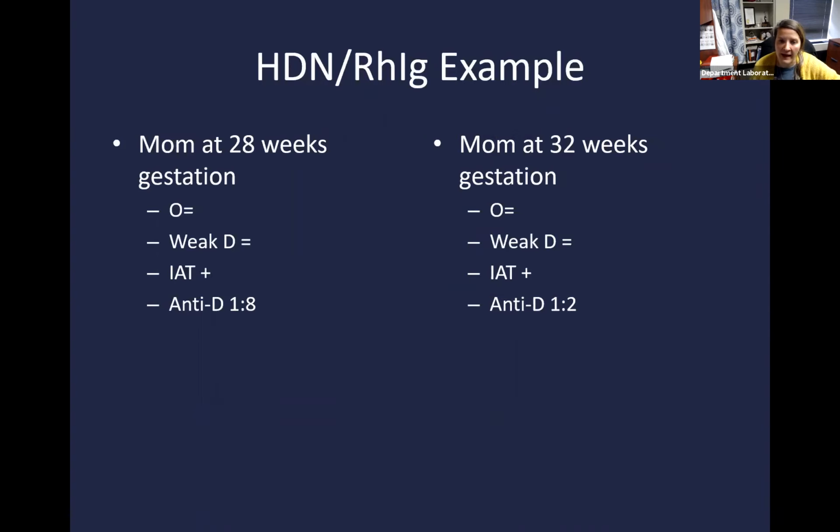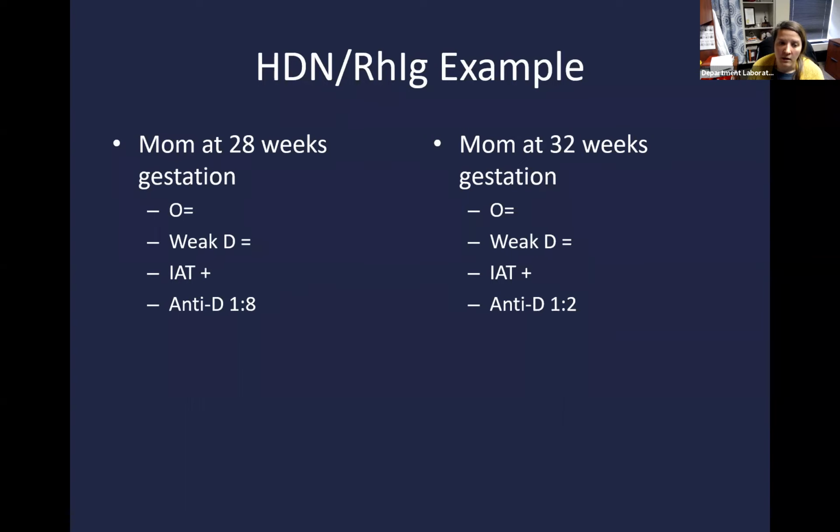All right, so here's our last example. We're given mom results at 28 weeks of gestation, O negative, weak D negative, an IAT positive with an anti-D titer of 1 to 8. All right, so mom at 28 weeks, we have to think about that anti-D titer. Is that true anti-D or is it passive anti-D?